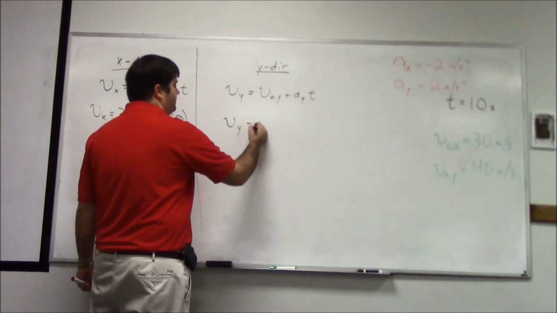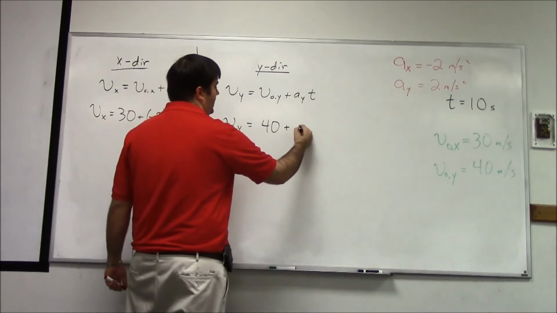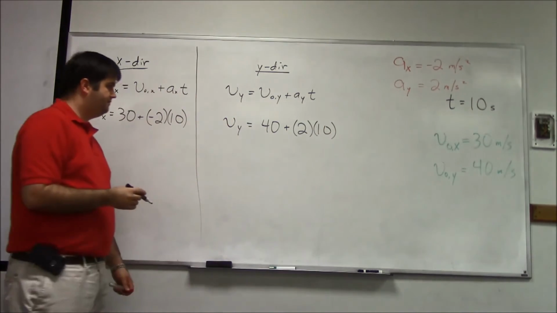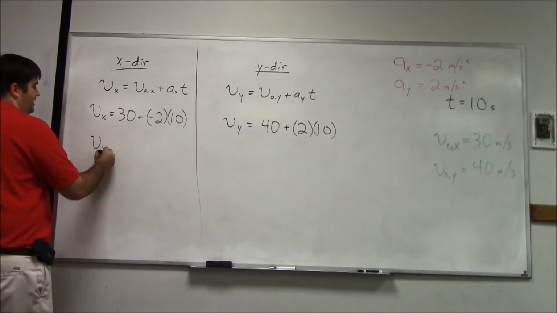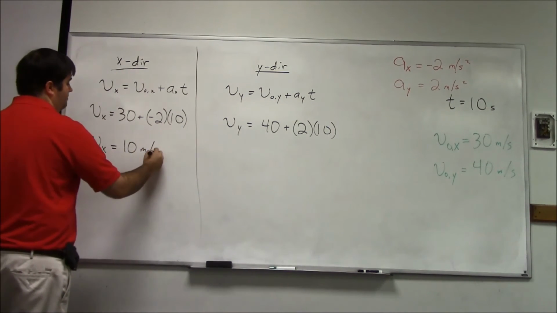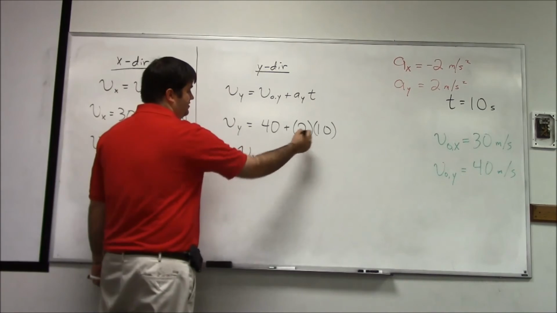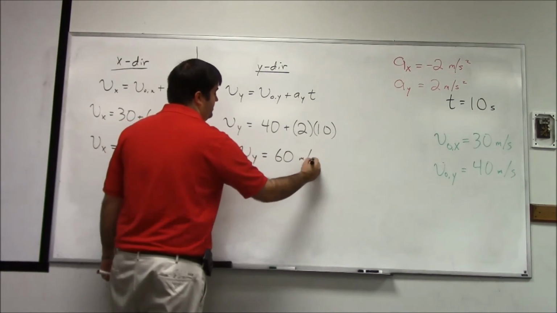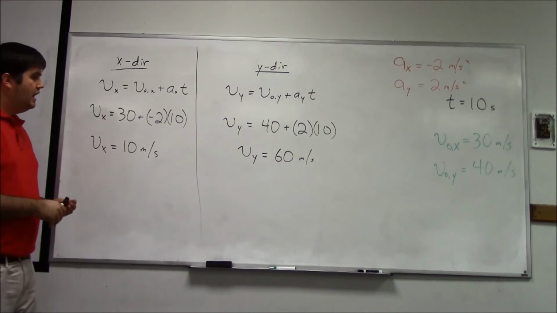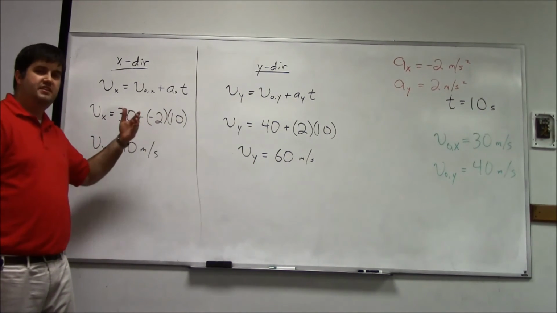Likewise, my y component of my initial velocity vector was 40. The y component of the acceleration vector is +2. The time is 10. When I do this calculation, I get 30 minus 20, so I get 10 meters per second, +10 for the x component. And over here I get 40 plus 20, or 60 meters per second, positive direction, for the y component. And you'll notice this is the same set of math I did in the previous video. I just did it all in one line.